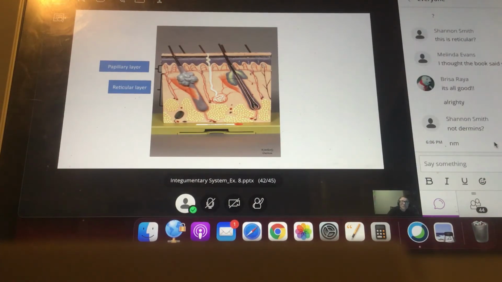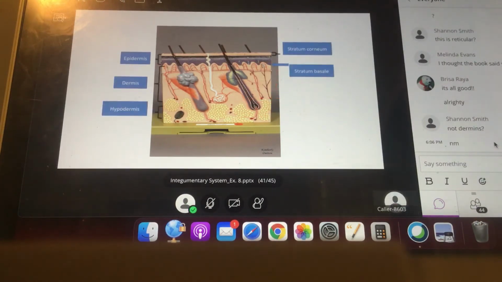So you got to know all of those. You got to know that that's the dermis. You got to know that that's the papillary, and you got to know that that's the reticular layer. Just like you got to know that this whole thing is the epidermis, as per my bracketing. And then the top is the stratum corneum, the pink part. But the bottom, the stratum basale, is just a line.